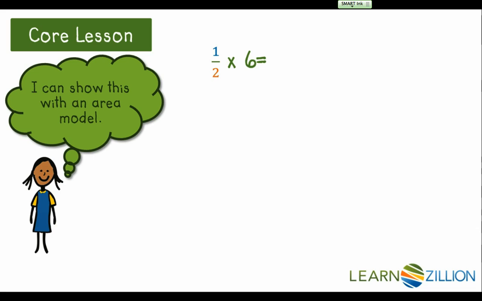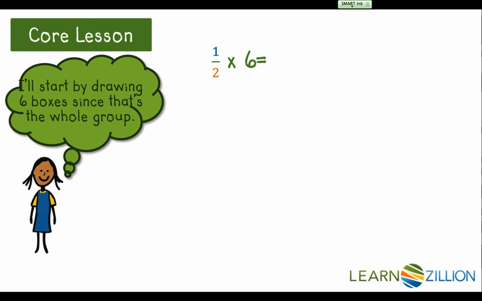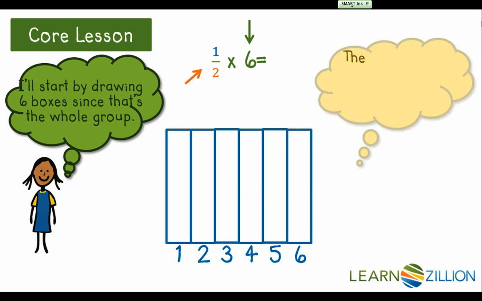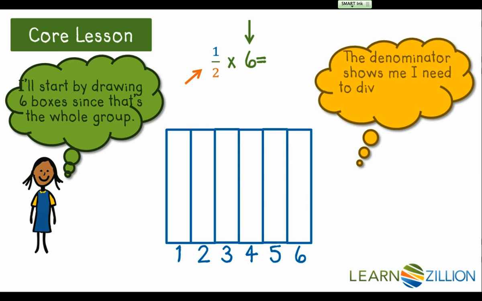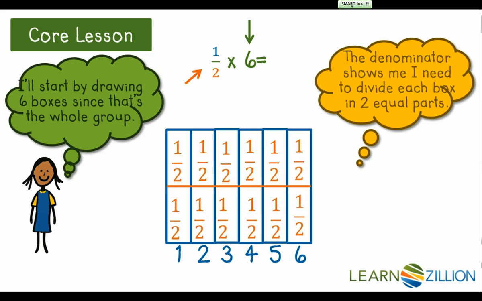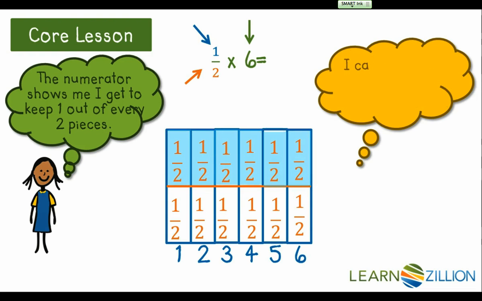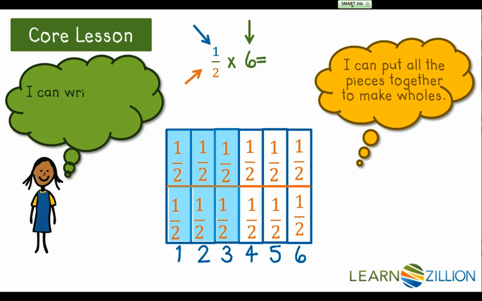Yesenia says I can show 1/2 times 6 with an area model. I'll start by drawing 6 boxes since that's the whole group. So there's the 6 boxes. Then I'm going to take a look at my fraction. The denominator shows me I need to divide each box into 2 equal parts. So there are my equal parts. And the numerator shows me that I get to keep 1 out of every 2 pieces. So there's my halves. And I can put all the pieces back together to make wholes.